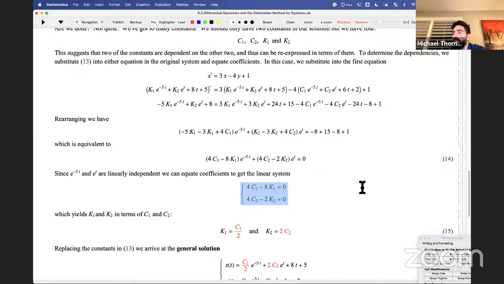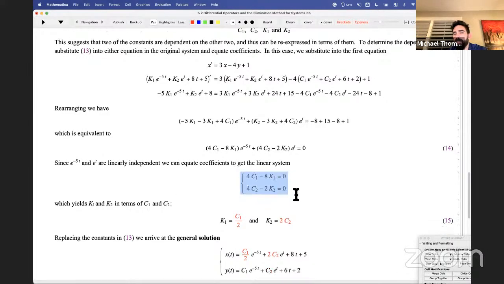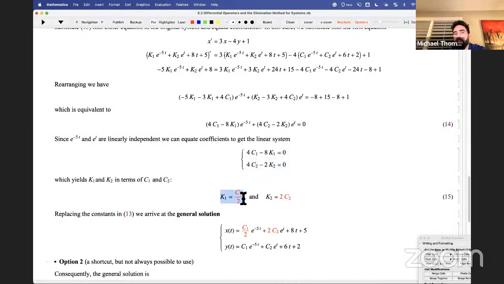let's say K1 and K2. Let's say those are the 2 variables we're interested in solving. So let's solve for K1 and K2. You guys can do that. You end up getting K1 equals C1 over 2 and K2 equals 2C2.